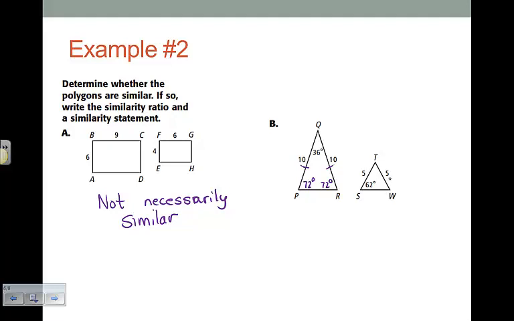All right, so now I'm looking at this one, and this has to be 62 degrees. And then 62 times 2, then 180 minus 124. So this would have to be 56 degrees right here. Let me make sure I did that right. 72 plus 72 plus 36 equals 180. 62 plus 62 plus 56 equals 180. And because the angles don't match, these are not necessarily similar either.